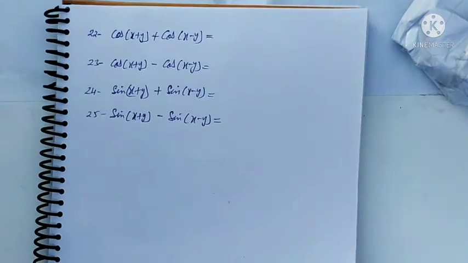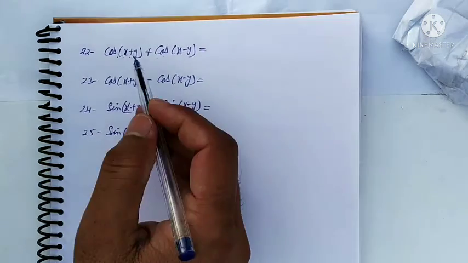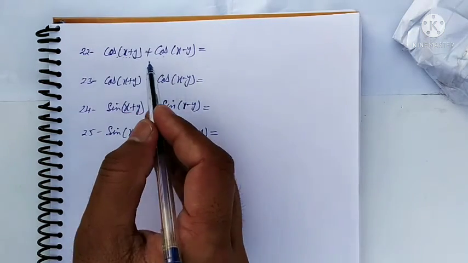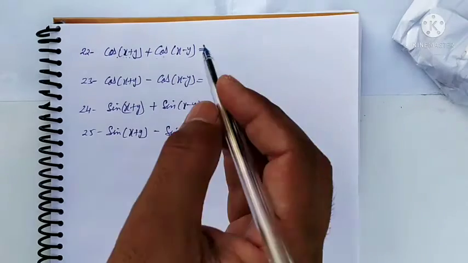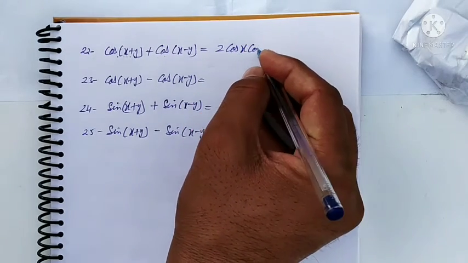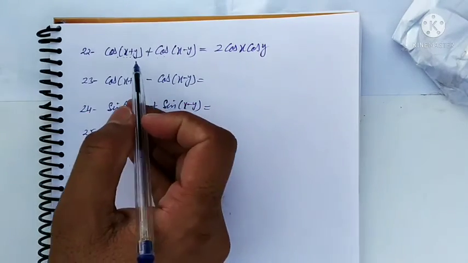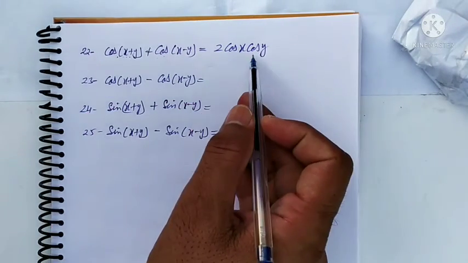See how we will remember this. Cos x plus y plus cos x minus y. If you open both the formulas, cos x plus y and cos x minus y, then after calculation we will get 2 cos x cos y. But you should remember this, because you will not get time in the exam to open this formula. So remember it this way.